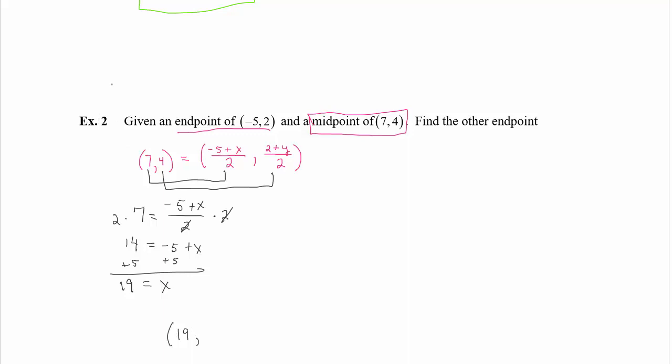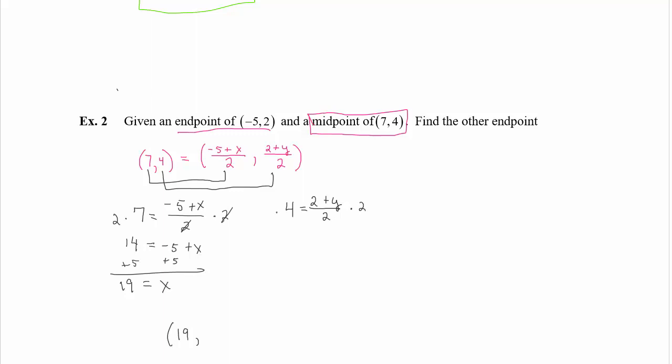Now if we set the y's equal to each other, the y for the midpoint is 4, and the y for our equation, find the sum of the average of the 2 other endpoints, is 4 equals 2 plus y all over 2. And we're going to solve it similar to how we did the x's.